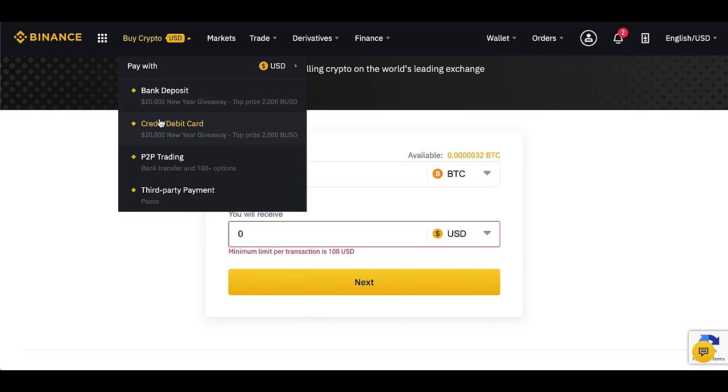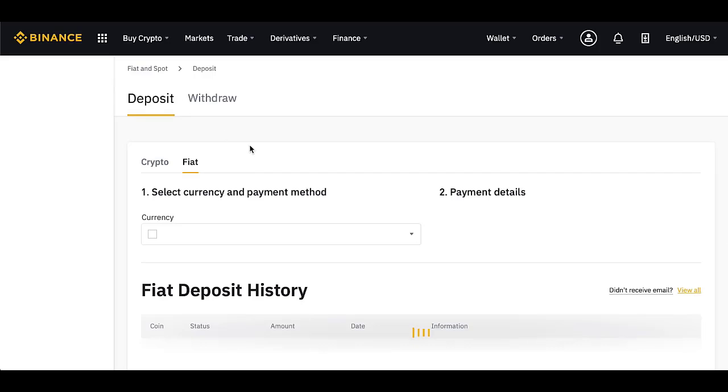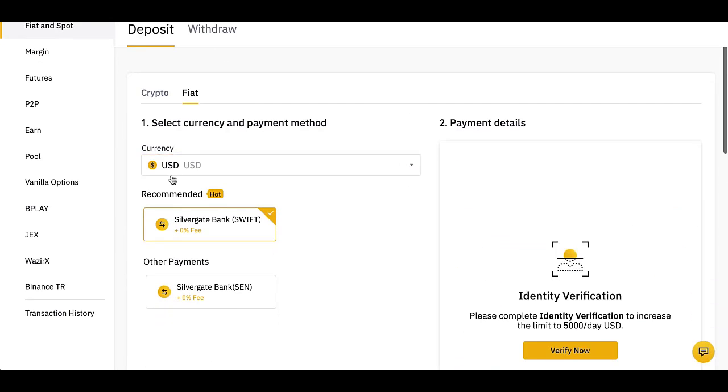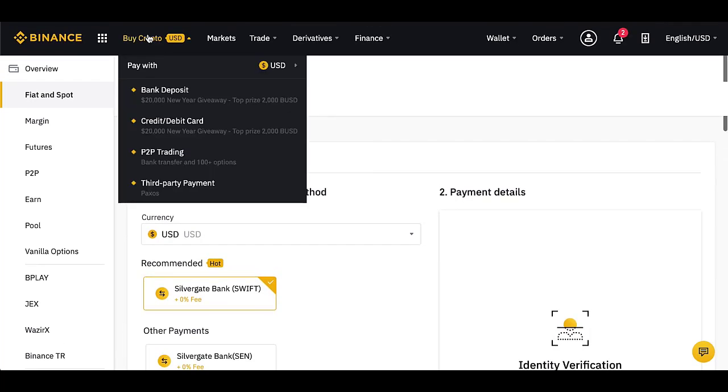You can use credit and debit cards, or a cheaper option, and one that I would recommend over buying with credit cards, is a bank deposit, because this is a cheaper option. As you can see, the fees are nothing to actually deposit cash. The buying and selling fees are very slim as well compared to buying with a credit card. Selling is also the same with a $100 limit.